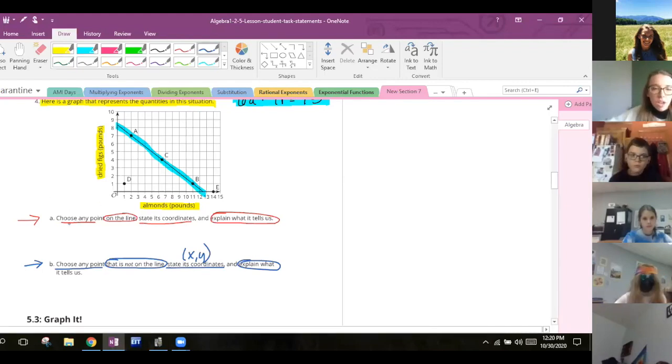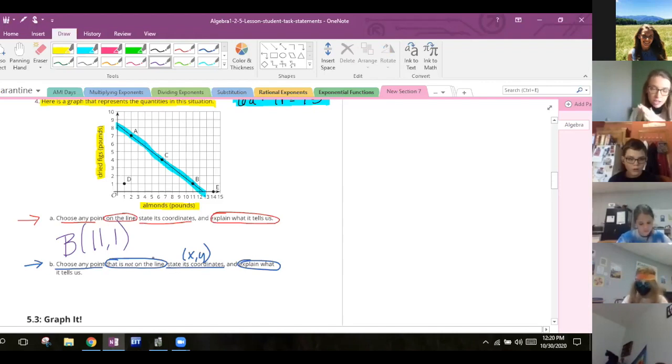Okay, so it says choose any point on the line, state its coordinates. Someone give me one of the coordinates for part A that's on the line. 11-1. Okay, so you chose point B, which was 11-1. Good. Now, if you chose something else, that's fine, as long as it was A or C, that's correct. All right, but someone tell me what 11-1 means in this situation.